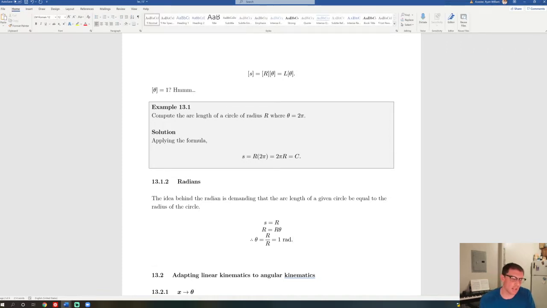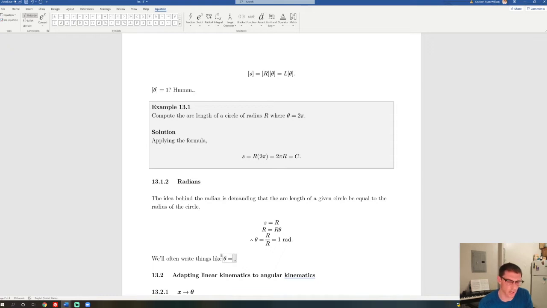And so a radian is simply the angle subtended inside a circle when the arc length equals the radius of the circle, right? And by convention, the radian is not actually a real unit, and it doesn't have dimensions either. But when we write it, we'll often write things like theta equals, I don't know, 2 pi thirds or something, radians.